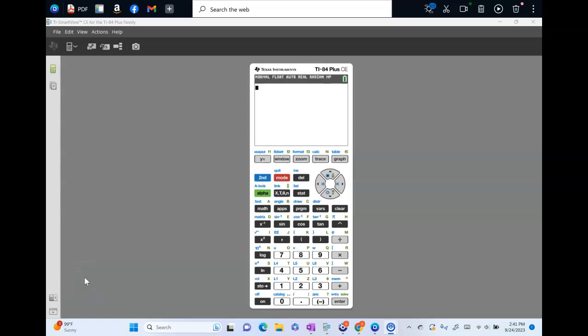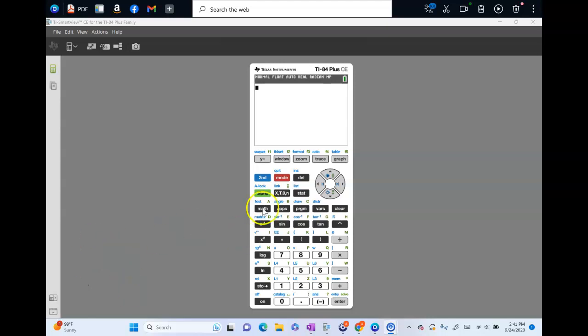Hello everyone. I'm going to be showing you today how to graph scatter plots using your calculator. Okay, so let's say you have a table with data points. The first thing you want to do to be able to graph that scatter plot into your calculator is enter your data points onto the calculator.